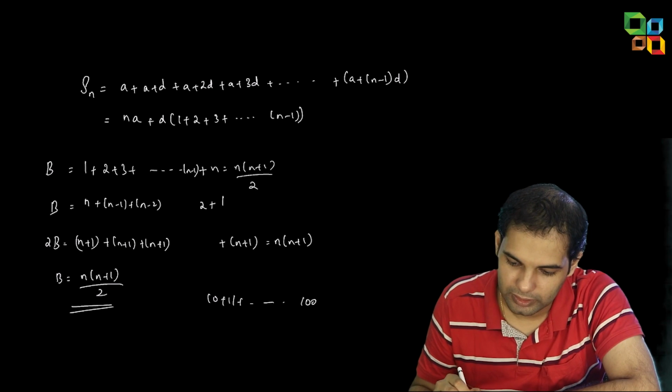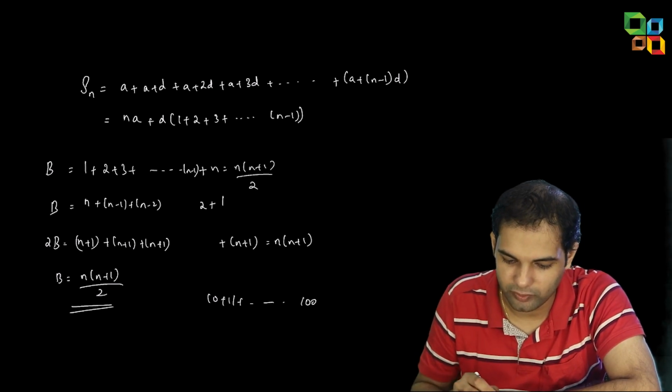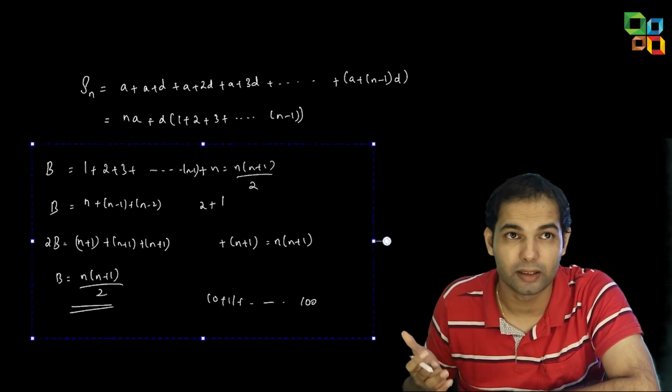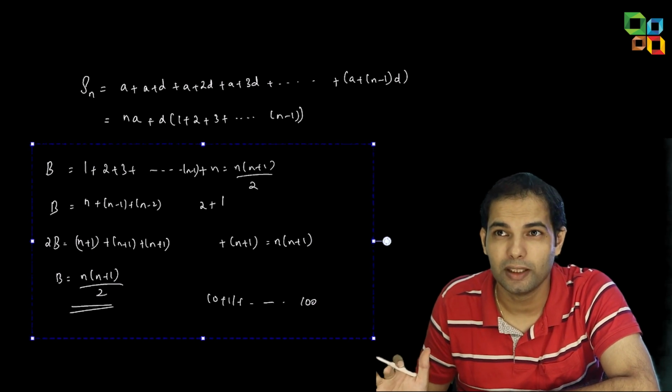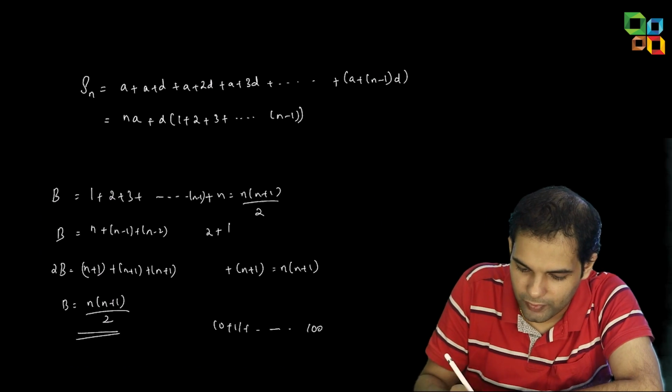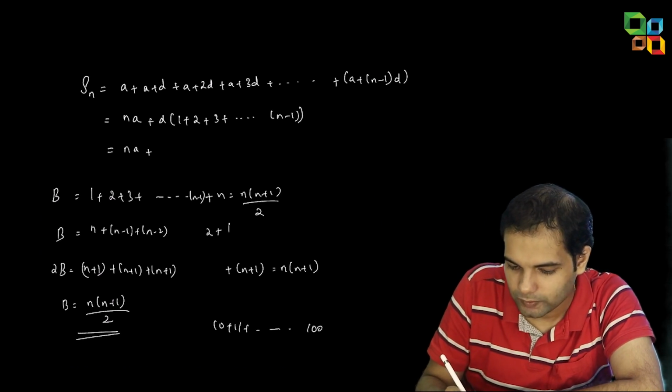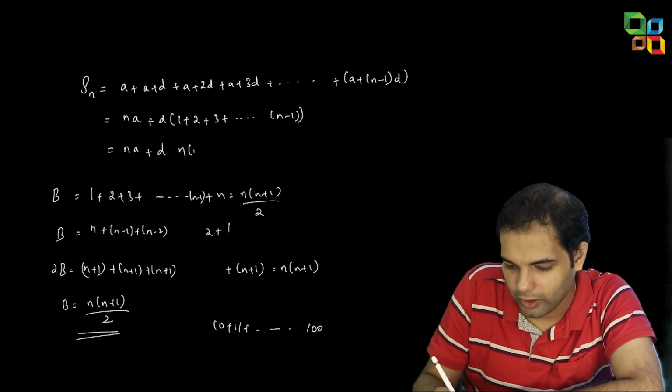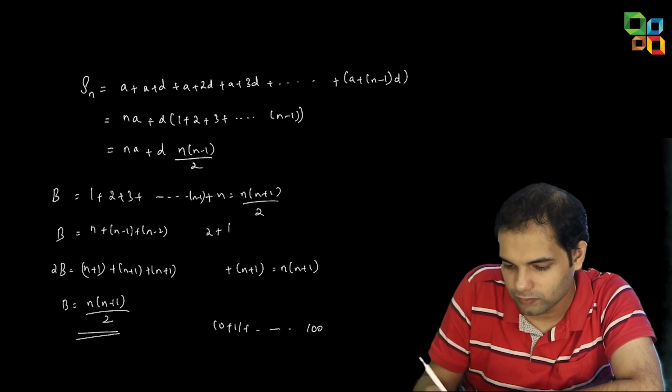Okay, let's go back. We didn't complete our solution. We were discussing why this formula is correct. We got a proof for this, right? And we'll go back and apply it in our formula here. This is n into a plus d into, this is n into (n minus 1) divided by 2.